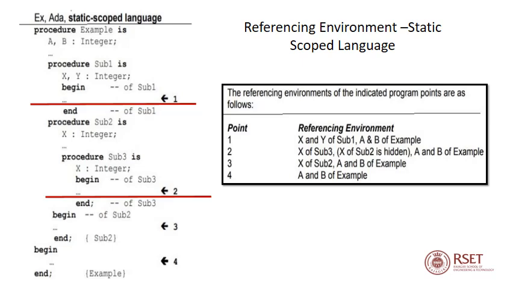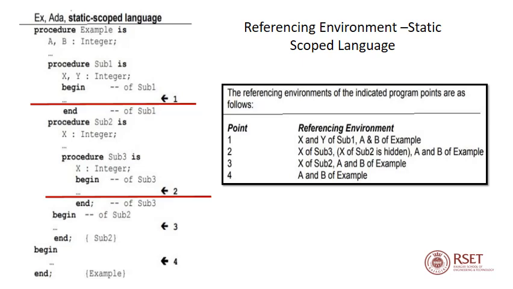So at this point indicated by number 2, at this referencing environment, let's see what all are visible. At this point x of sub3 is visible. Notice that x of sub2 is hidden and a and b of example, procedure example, is visible.